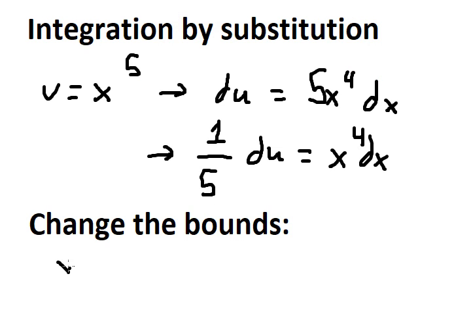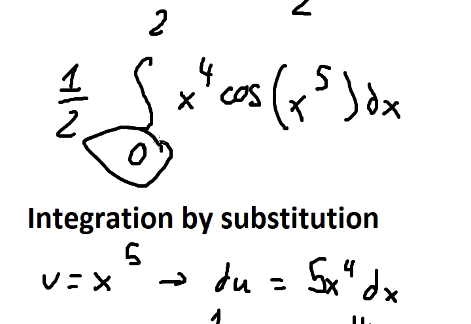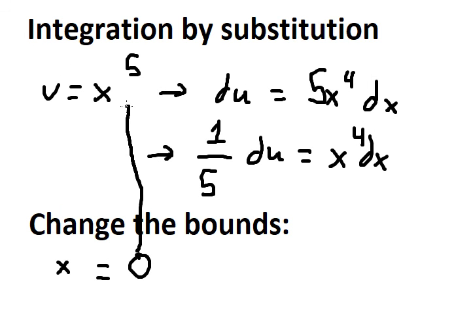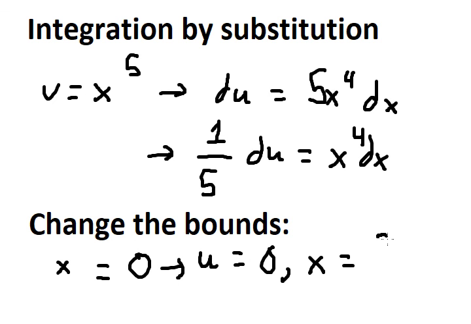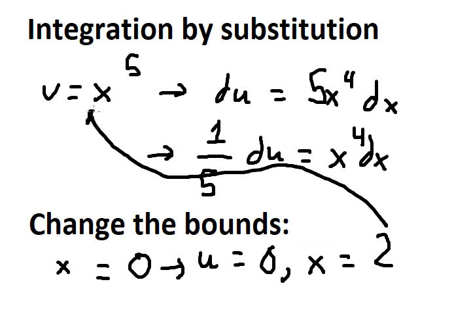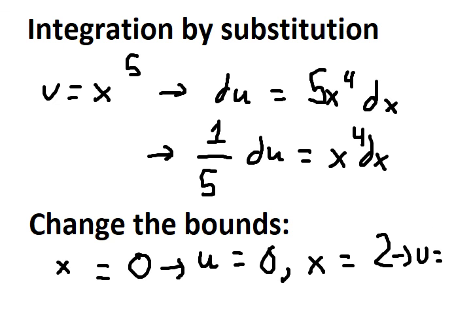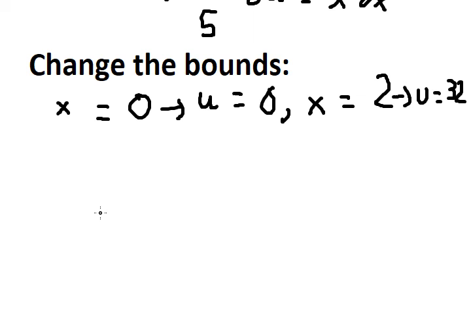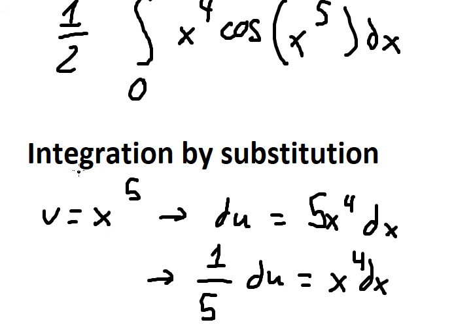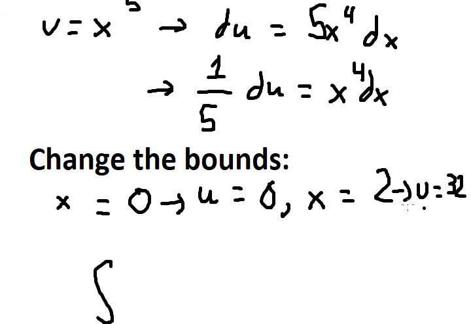So when x equals number 0 in here, I will put number 0 in here to find the value of u, and u equals number 0. When x equals number 2, I will put number 2 in here to find the value of u, and u should be equal to 32. And now number 0 we keep number 0, number 2 we change to 32.